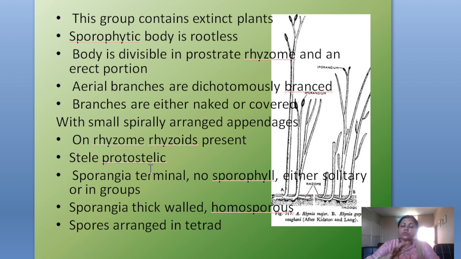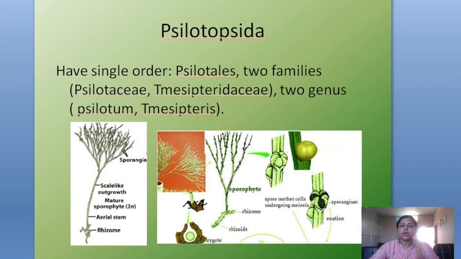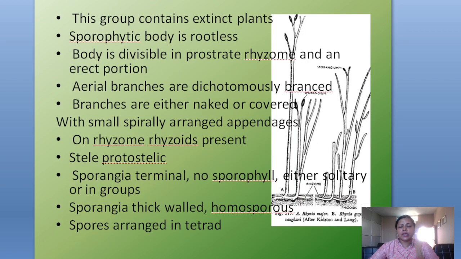The sporangium is very thick walled, and inside it bears the spores, but all the spores are of the same type, homospores. The spores are arranged in tetrad fashion. Tetrad means tetra, four: one, two, three on the front side and the fourth one at the back. So the triradiate ridge is present in the tetrad-like fashion. Here we have seen all the primitive characters.